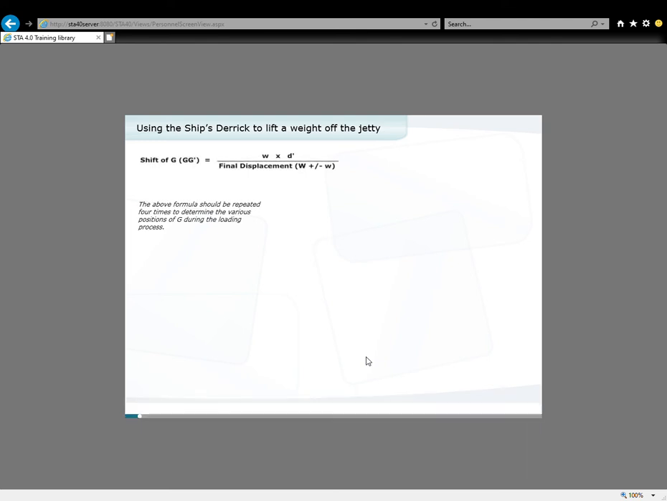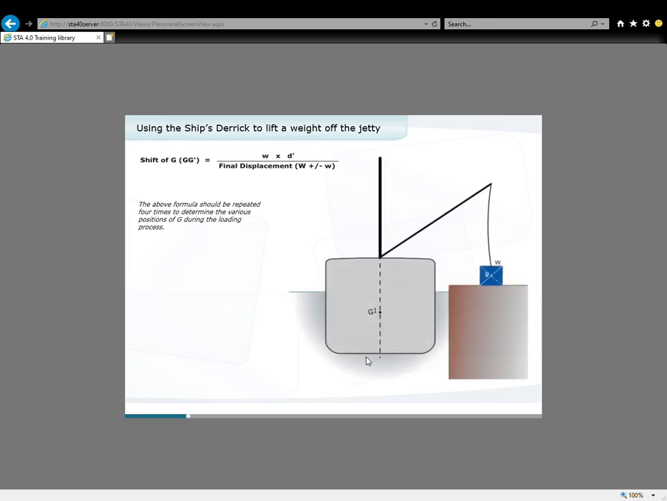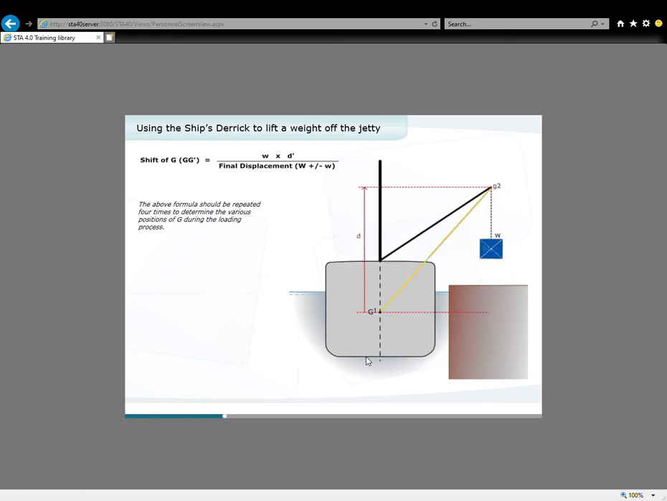The above formula should be repeated 4 times to determine the various positions of G during the loading process. Vertical movement of G when the weight is suspended by the derrick over the quay, where D is the vertical distance from G to the derrick head. Horizontal movement of G, where D is the horizontal distance from G to the derrick head over the quay.